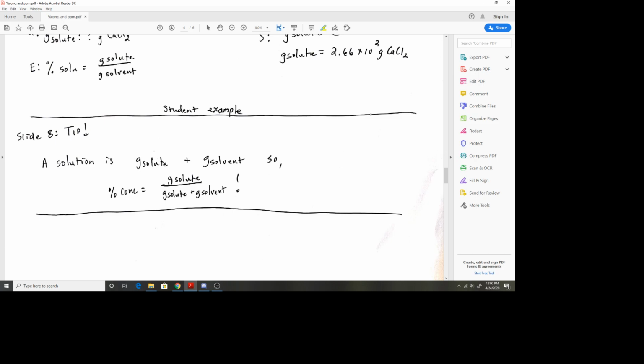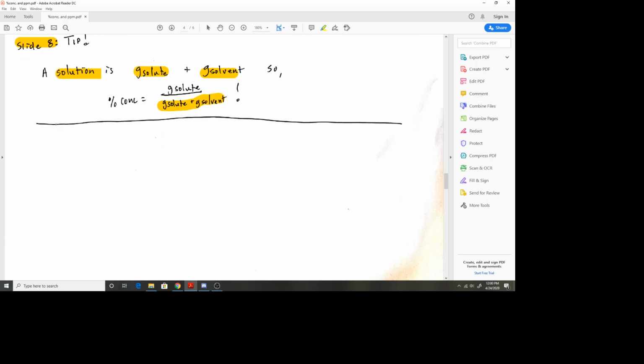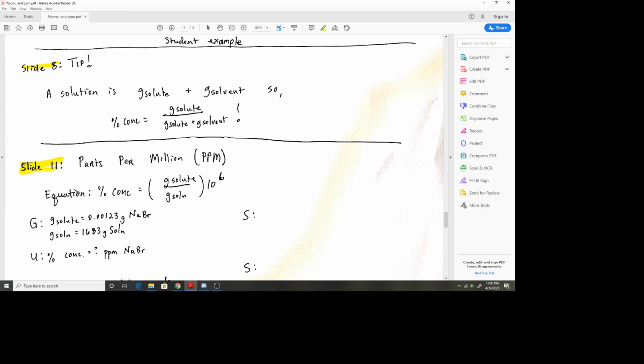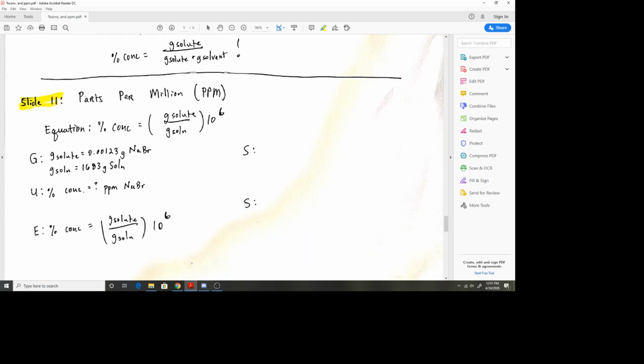On slide 8, I wanted to give you a tip. Keep in mind that a solution is made up of the solute plus the solvent. So if we're looking at the mass, we can add those two together. And so we can almost say that the equation is grams solute divided by parentheses grams solute plus grams solvent. So keep that in mind as you're working on slide 8. And as you do slides 9 and 10, please do check those on the teacher version.